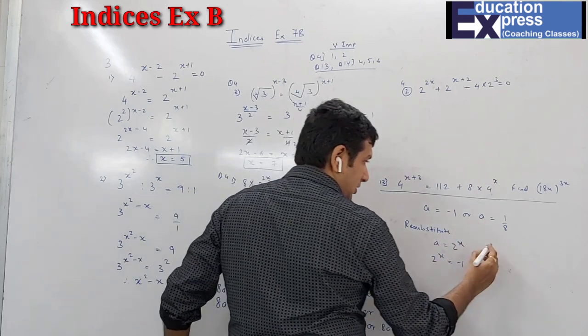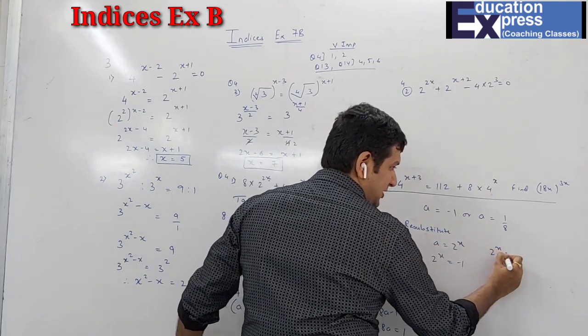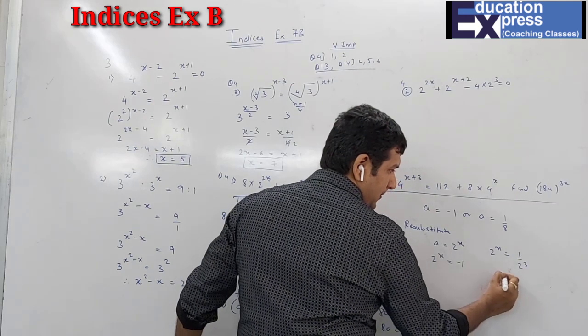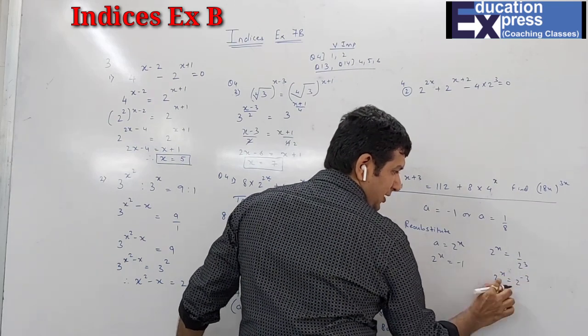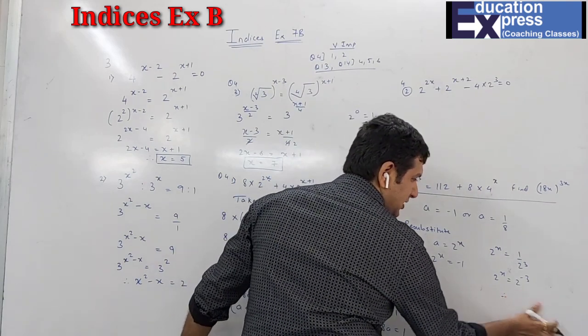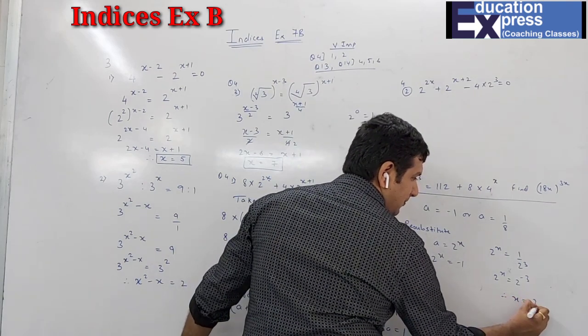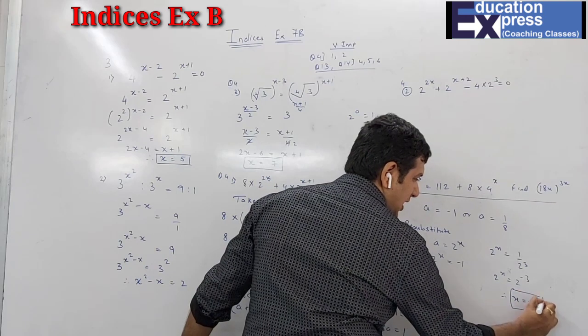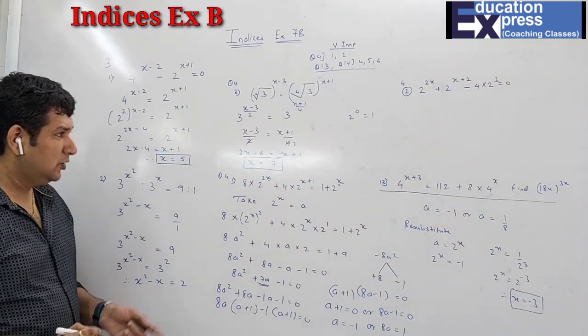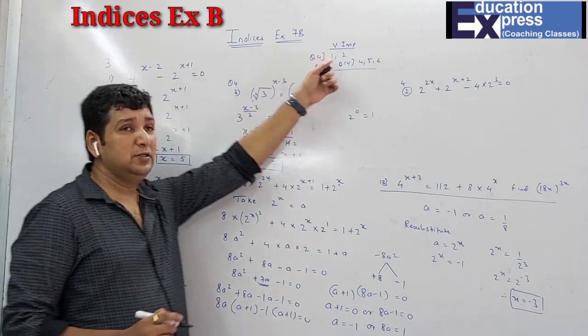And here 2 raised to x is 1 upon 8 means what students? 2 cube, which is 2 raised to minus 3. Now the bases are same, therefore x is minus 3. So answer for x is only and only minus 3. This is discarded because I cannot compare them as a given base. So this mark is very very important sums and types.